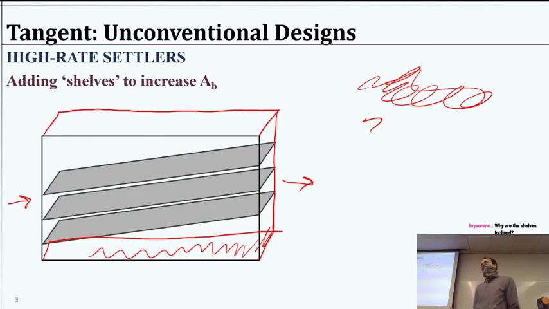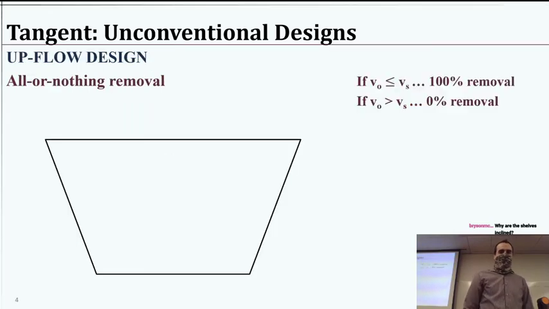So that's unconventional settlers. That's just a quick look at how you could potentially improve the base design. Another way to operate a sedimentation basin would be what's called an upflow design. And this one's kind of an all or nothing thing. And that's what I had this writing up here in the corner for. So the way these are going to work is instead of flowing across, coming maybe from the middle out to the sides for a circular one, or just from one side to the other for a typical rectangular one, you're going to have flow coming from the bottom. So this is going to be your flow rate.